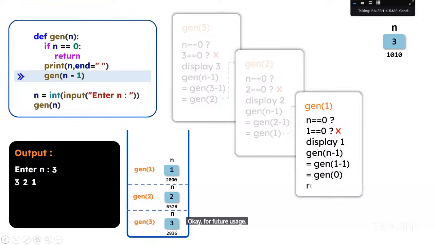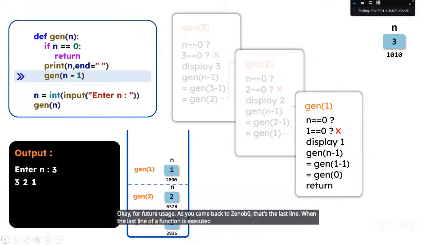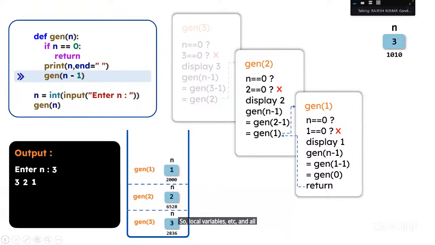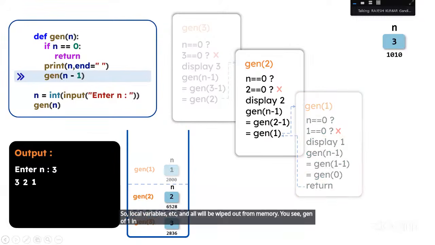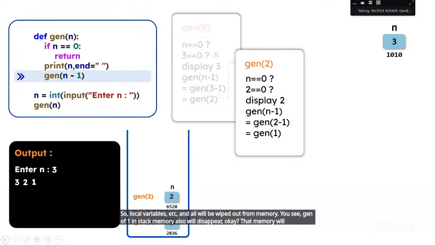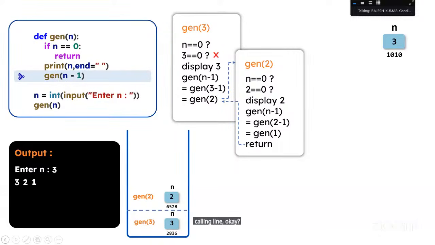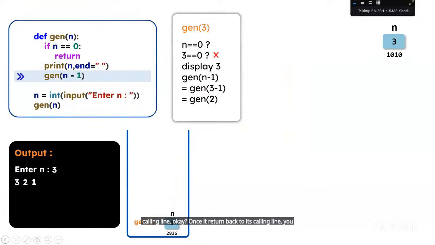Now you came back to gen of 1. That's the last line. When the last line of a function is executed, you'll again return back to the calling line. Who called gen of 1? Gen of 2 called gen of 1. Now all the statements of the function are executed, so local variables and everything will be wiped out from memory. You see, gen of 1 in stack memory also will disappear. That memory will be made use of in future. Now the gen of 1 function is executed, all its statements are executed, and it will return back to its calling line. Once it returns back to its calling line, that memory will also be destroyed.